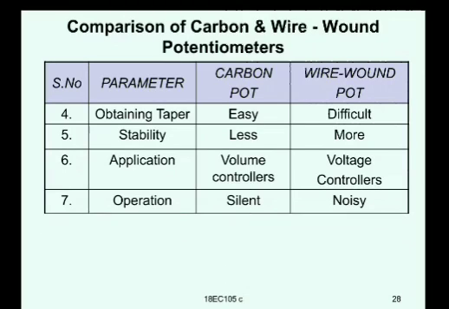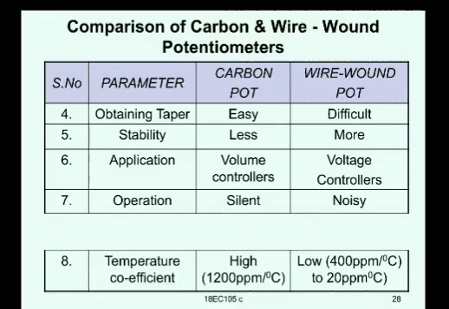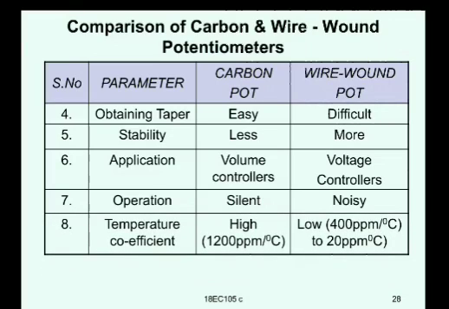The operation of the carbon potentiometers is very silent, whereas when you look at the operation of wire wound, they become noisy. The next is the temperature coefficient. The temperature coefficient of the carbon potentiometer is very high, whereas for the wire wound pot it is very low. It's about 1200 ppm per degree centigrade for carbon pot, and it is 400 ppm to 20 ppm, which is very less, for wire wound pots.